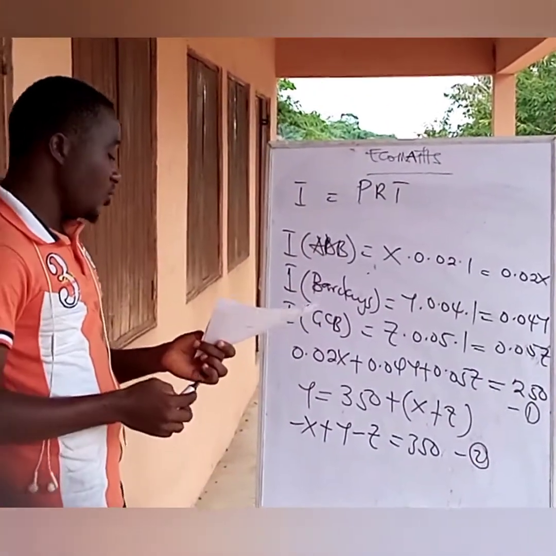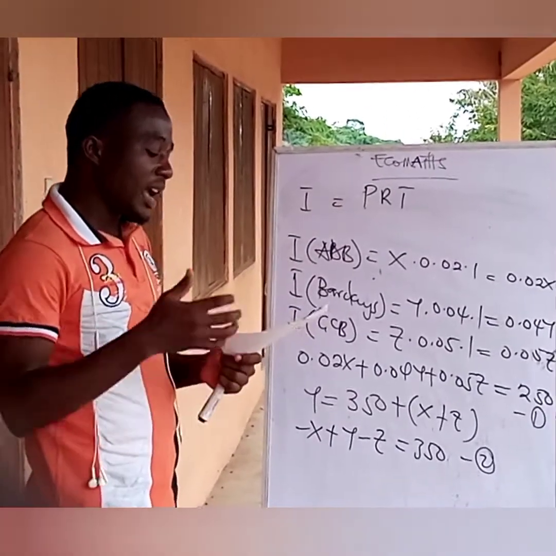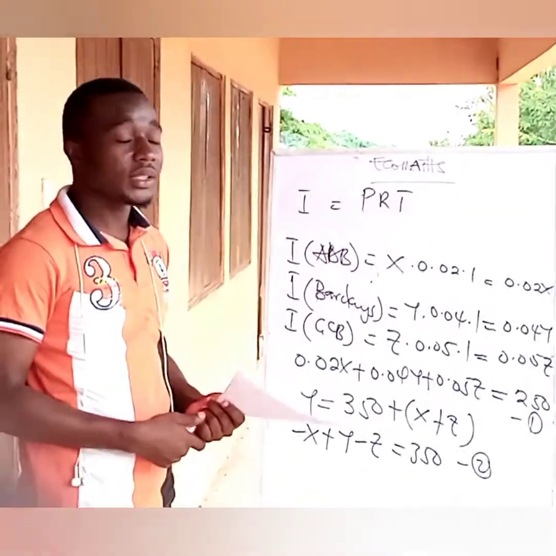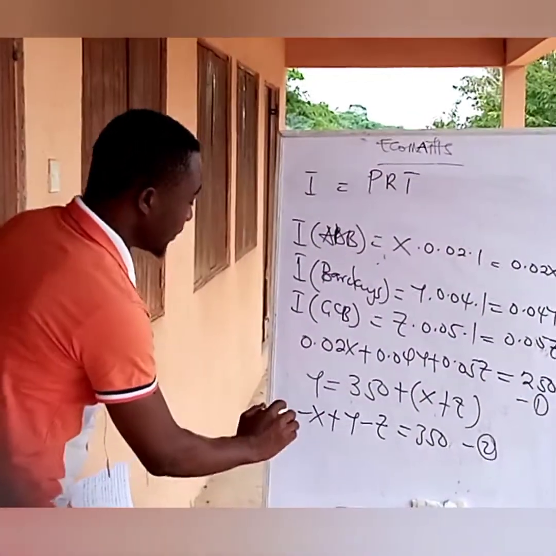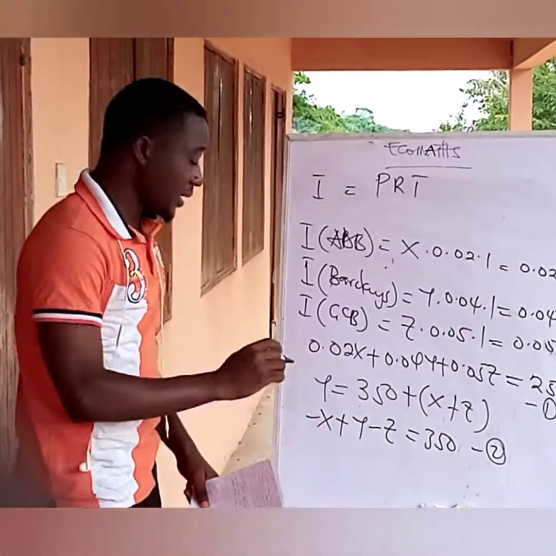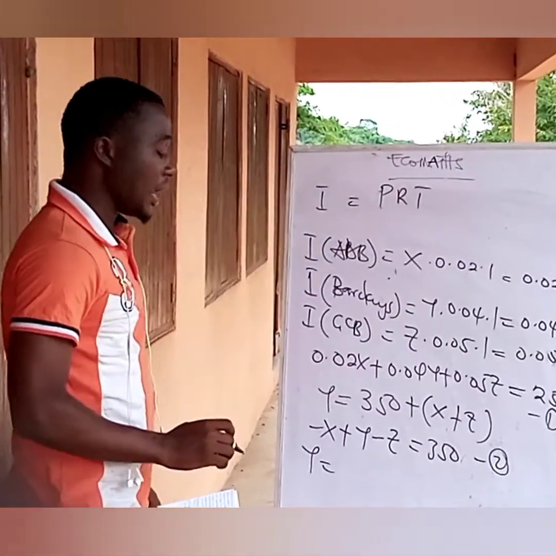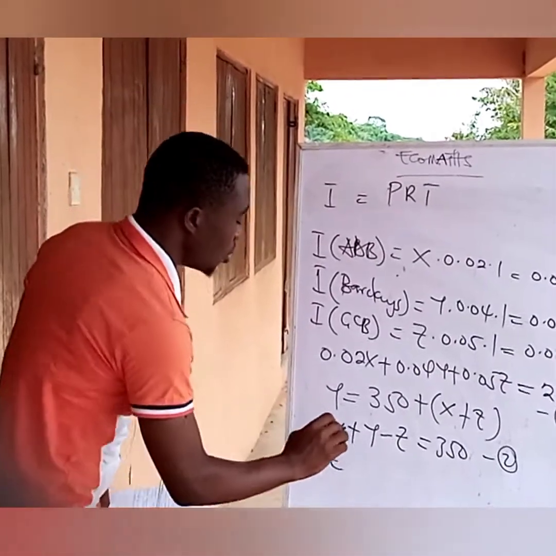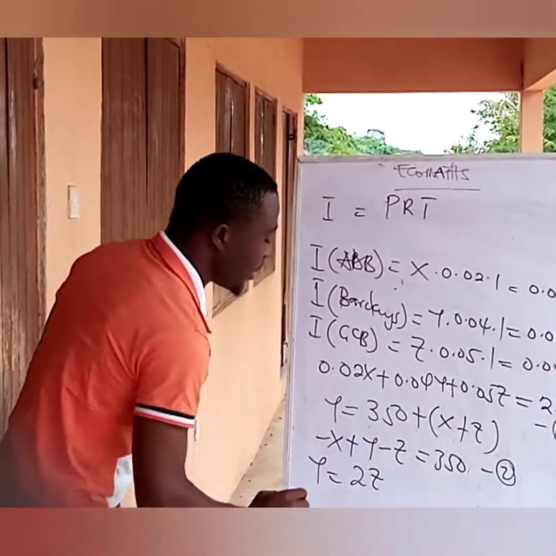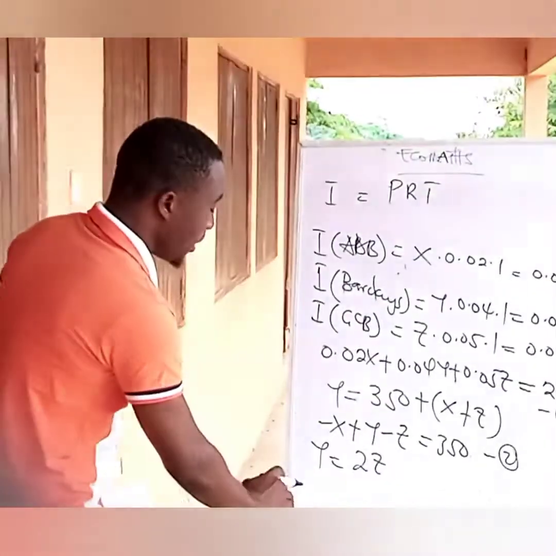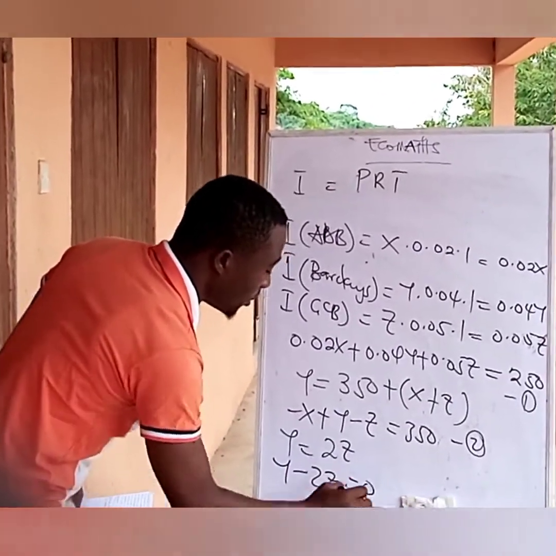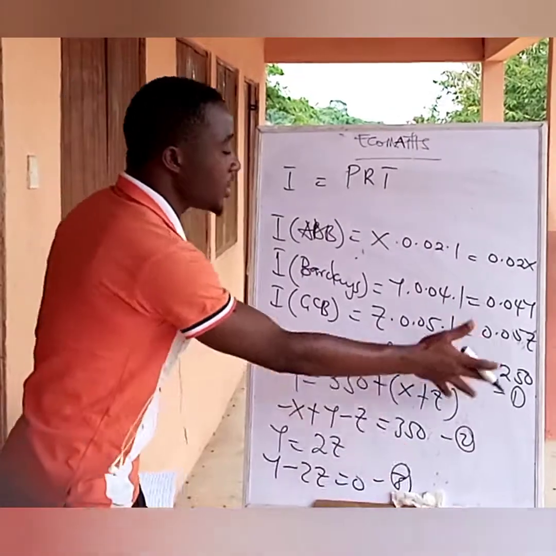And the last equation says that the amount that you invested in Barclays is 2 times the amount that you invested in GCB. So the amount that I invested in Barclays is y, and the amount that you invested in GCB is z. So it is 2 times the amount that I invested in GCB. When I bring this to the left hand side, I'm going to have y minus 2z equal to 0, and this is equation 3. So we've gotten 3 equations.